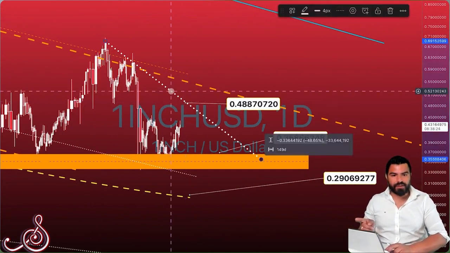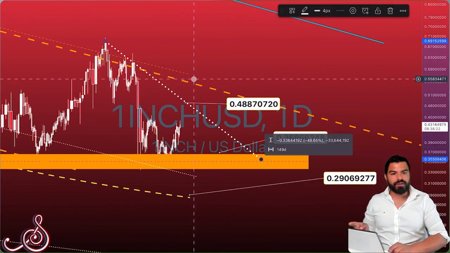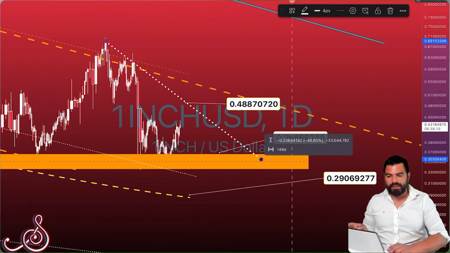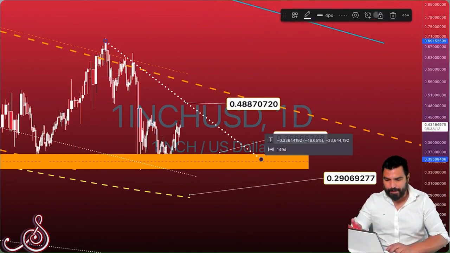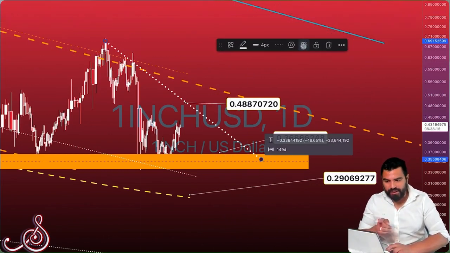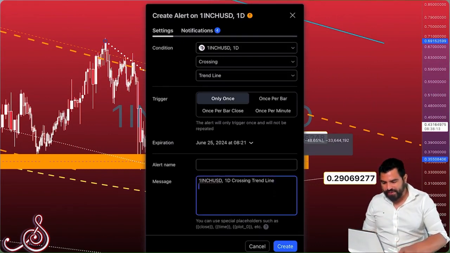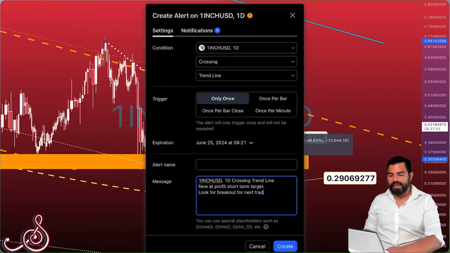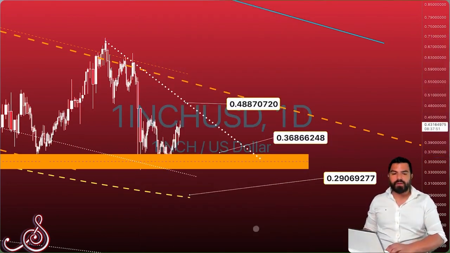To do, click on your line. Your toolbar will come up. Look for that little alarm clock button. Click your alarm clock. And you can type in 1 inch now at profit short term target. Look for breakout for next trade up. Just to give you guys.